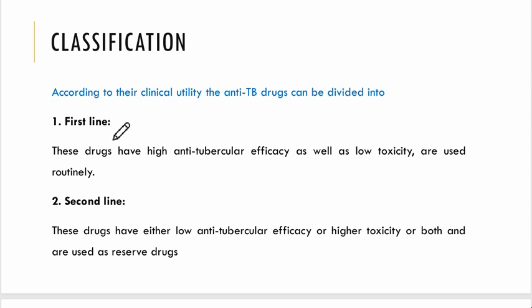Generally, anti-TB drugs are classified according to their clinical utility, that is, first line and second line. First line drugs have high anti-tubercular efficacy as well as low toxicity, and they can be used routinely. Second line drugs have low anti-tubercular efficacy, very high toxicity, or sometimes both, and they are used as reserve drugs, given only on a need basis. Routinely used drugs are classified as first line anti-TB drugs.